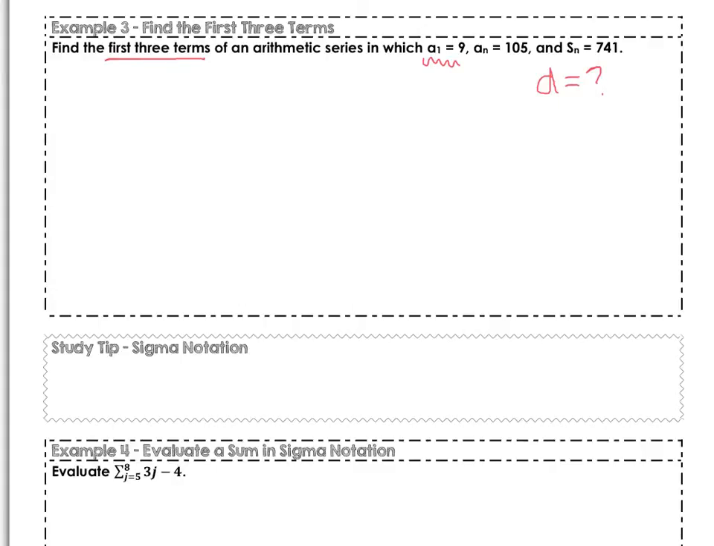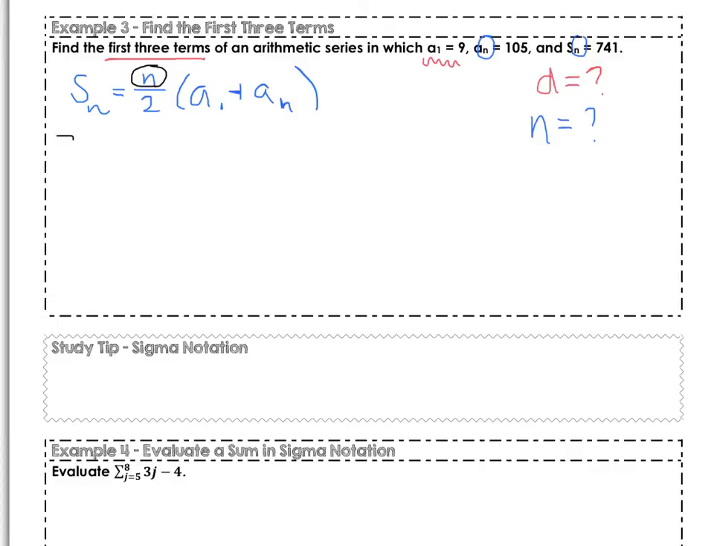Another obvious thing that I don't know is the value for n. I know what the nth term is. I know what the sum of the n terms is, but I don't know what n is equal to. So it looks like I'm missing a lot of information. Notice that with the sum formula for arithmetic series, the only information I need is the first term, the nth term, and my total. And then I can solve for n.